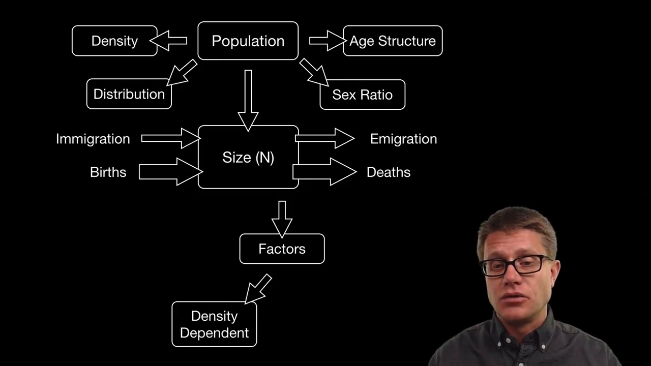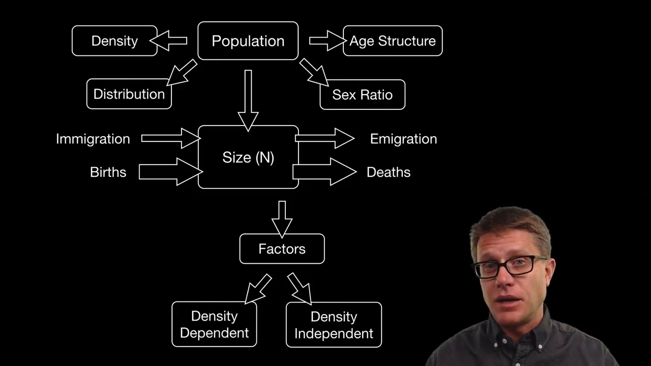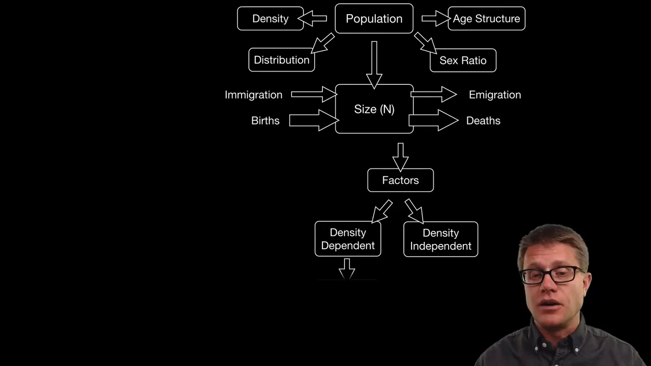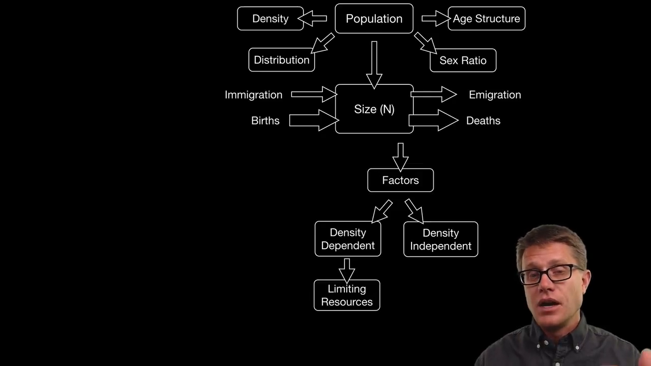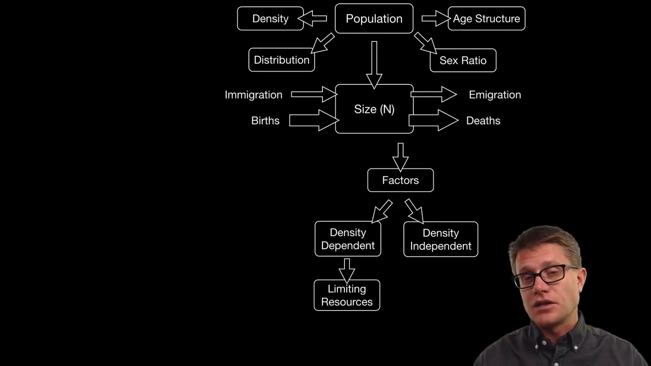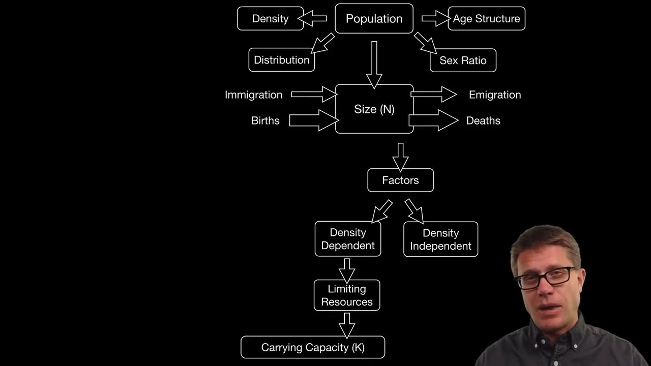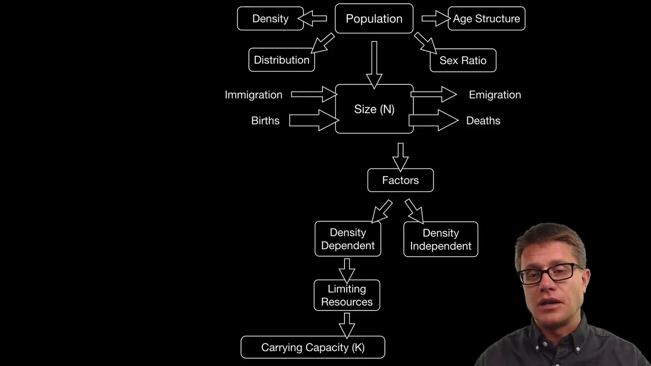Well, we break that into two groups, density dependent and independent. Density dependent factors are factors that limit growth based on the density of the population. So as the population's density increases, if there's not enough food or water or shelter, we call those limiting resources. And what happens to the population? It'll eventually level off. It hits something called a carrying capacity, or K. It's the maximum number of individuals an area can support.